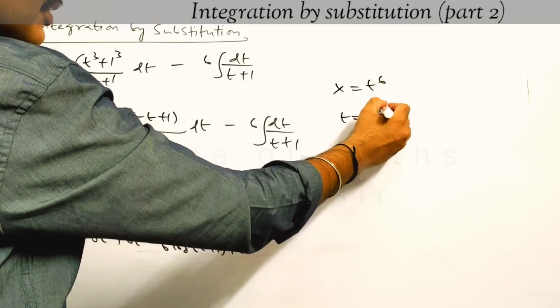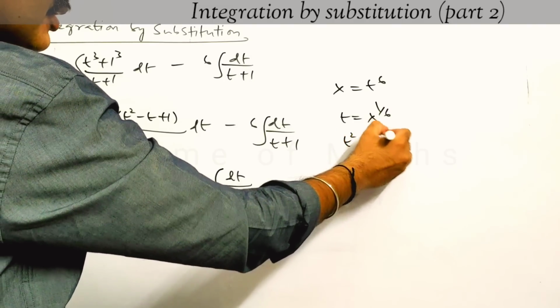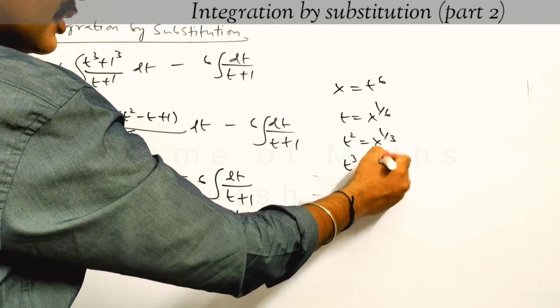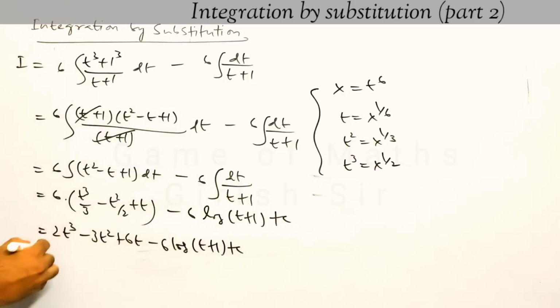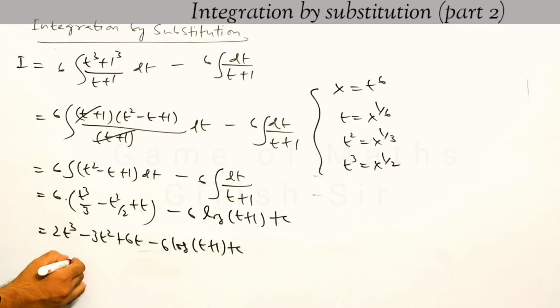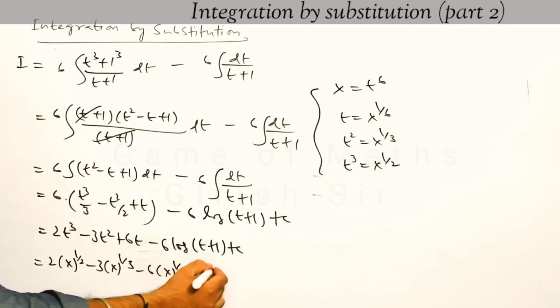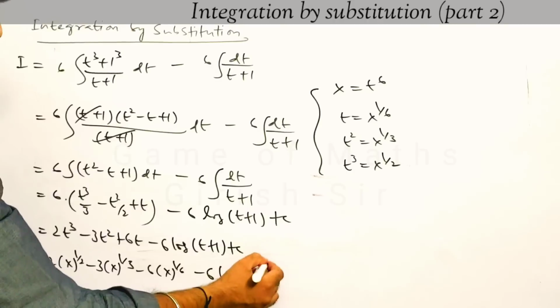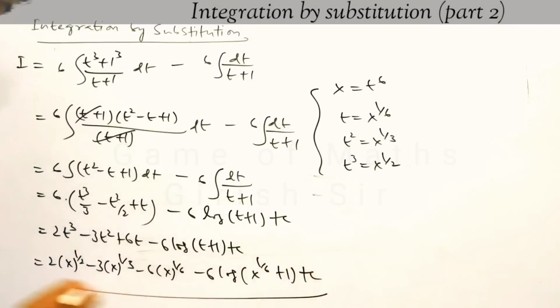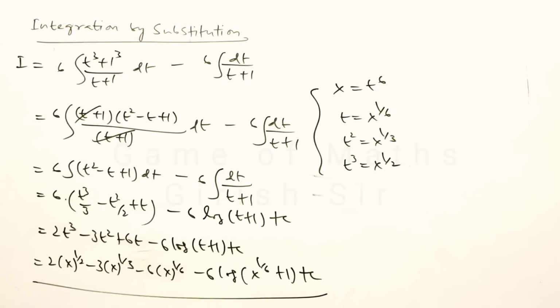So t can be written as x raised to 1 by 6, or t square can be written as x raised to 1 by 3, t cube can be written as x raised to 1 by 2. Making these substitutions back here, this is how the final answer should be. Okay, let's see another example.